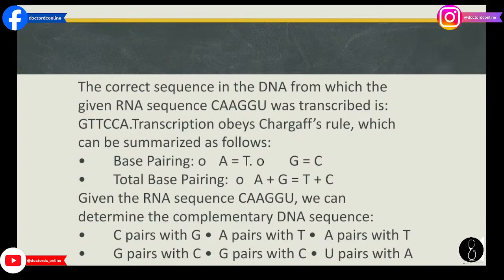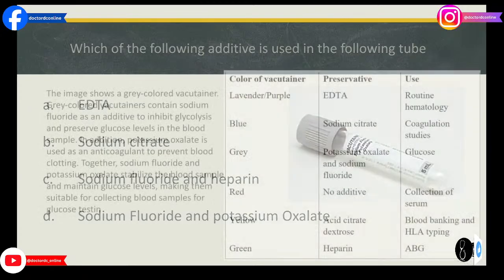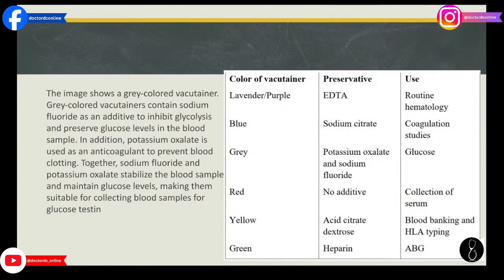In question 38, a gray top vacutainer contains which additive? Option A, EDTA. Option B, sodium citrate. Option C, sodium fluoride and heparin, or option D, sodium fluoride and potassium oxalate. These tubes contain fluoride to inhibit glycolysis and oxalate as anticoagulant. The correct answer is option D, sodium fluoride and potassium oxalate.